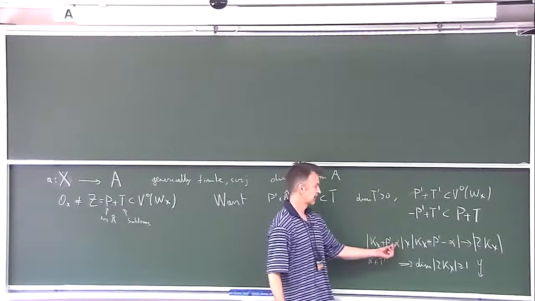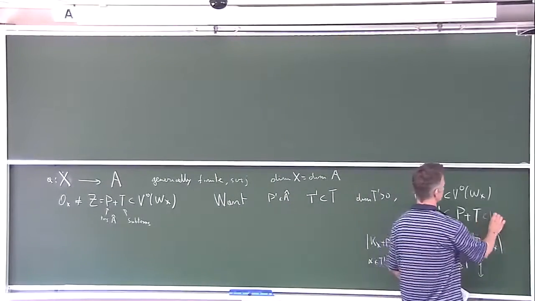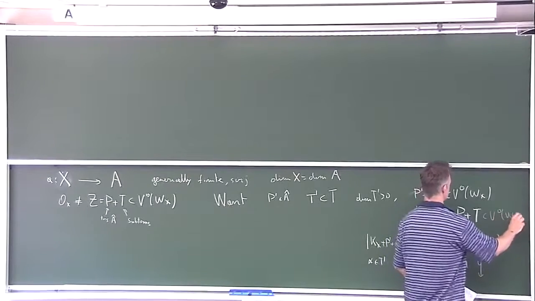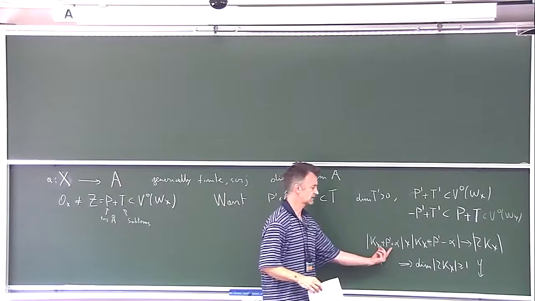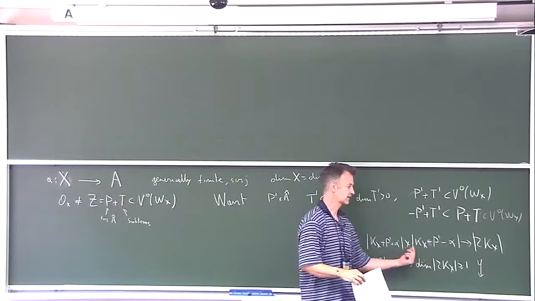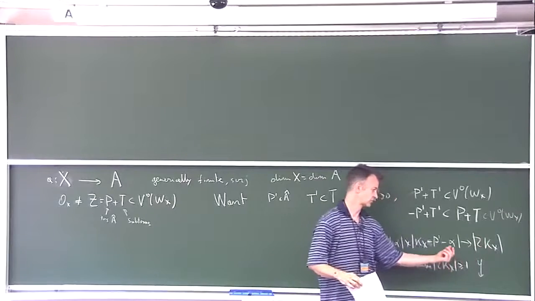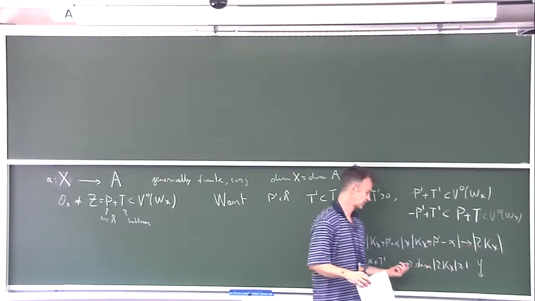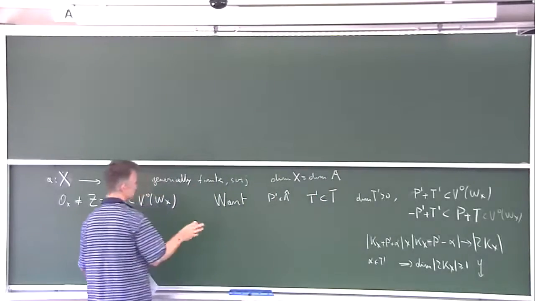Because, again, if this P plus T is also contained in V0 of omega X, then for any such alpha, we have a divisor in here and a divisor in here. We add them together, we get a divisor in here. And it cannot be zero dimensional because these two divisors vary. Okay, so that was the goal.